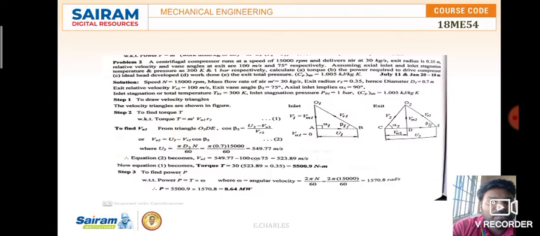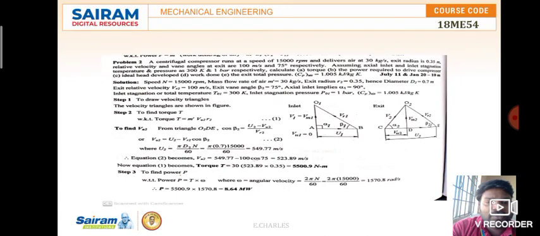So from equation 2, Vu2 is 549.77 minus 100 cos 75, that is 523.89 meters per second. From this we can find the torque. Torque is equal to m dot into Vu2 into R2, that is 30 into 523.89 into the radius 0.35. So the torque comes to around 5500.9 Newton meters.